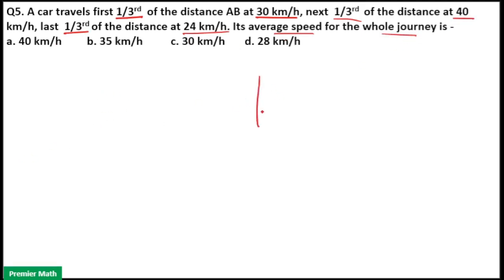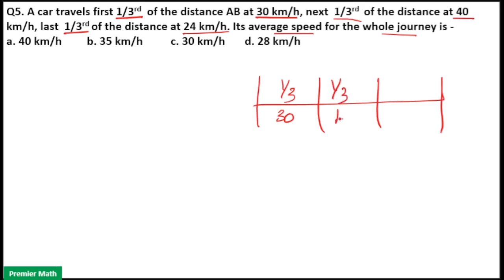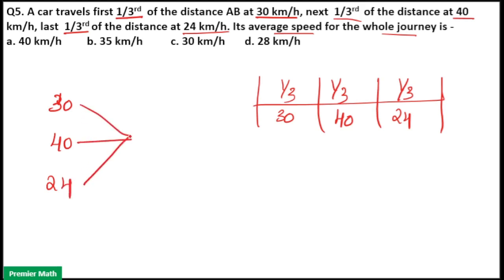Here you can see a car travels the first one-third at 30 km per hour, the second one-third at 40 km per hour, and the last one-third at 24 km per hour. Here you can see the distance is the same in all 3 cases. So take the LCM of 30, 40 and 24. The LCM of 30, 40 and 24 is 120. So one-third distance is 120 km.